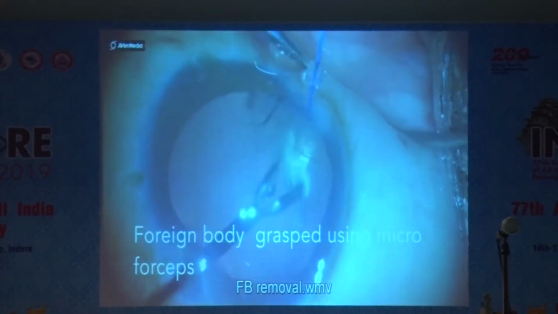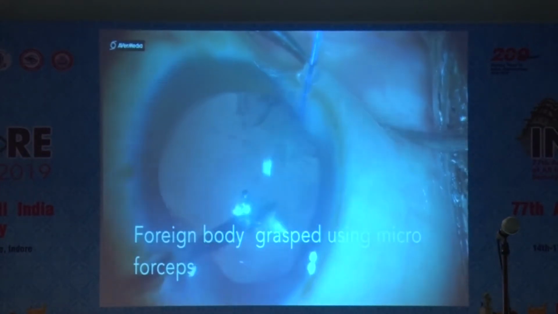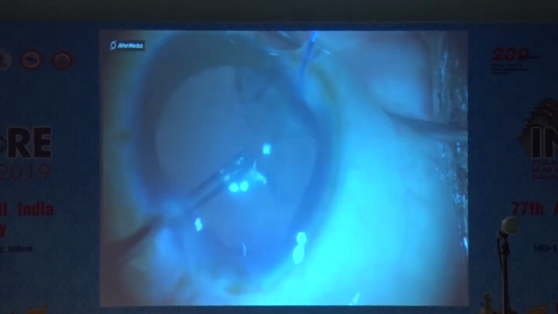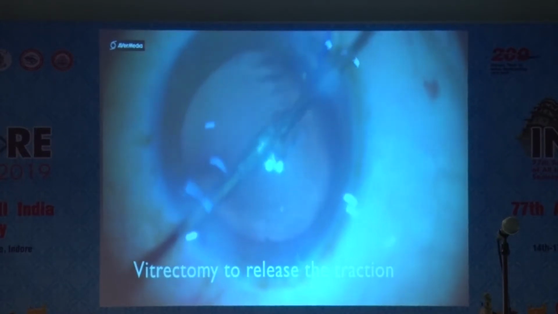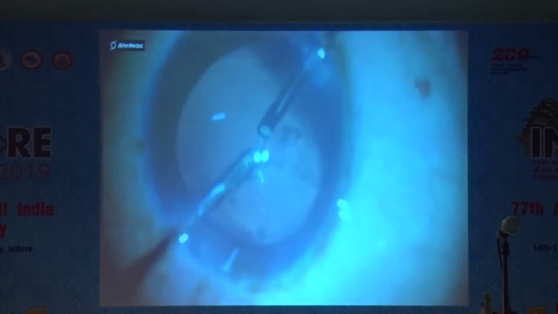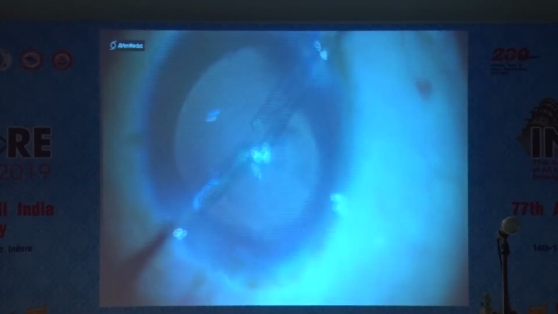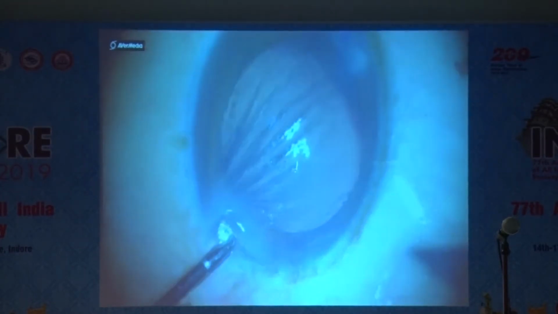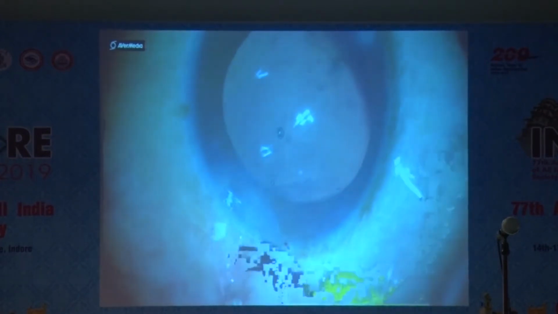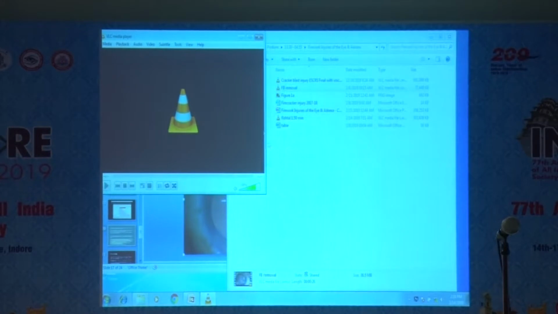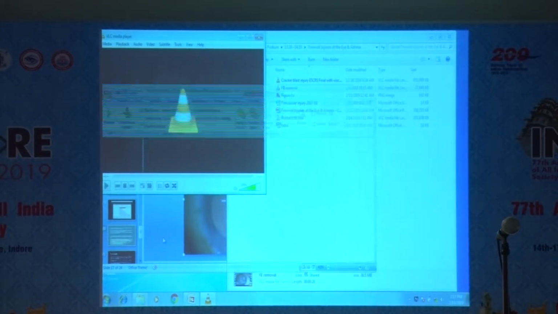Yeah. So this is the foreign body which, after doing a limited anterior vitrectomy, we held with the intravitreal forceps. Then we did a vitrectomy again in a bimanual way with the vitrector, so that there should not be any traction, and we removed it through the same wound. In these firecrackers, I don't know how they embed these metallic particles, whether it is potash or some mineral particle. They are fine metallic particles.